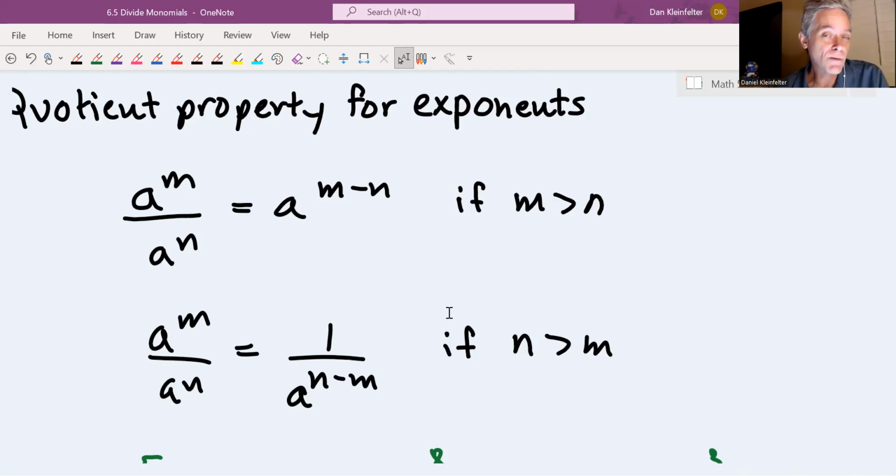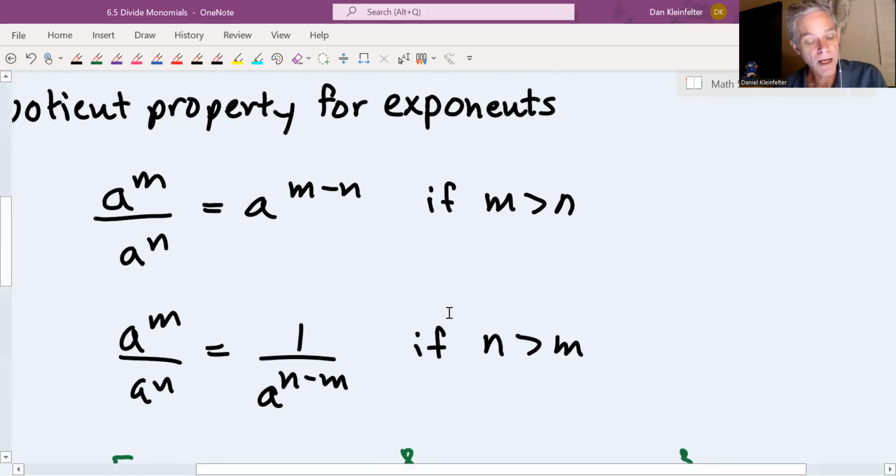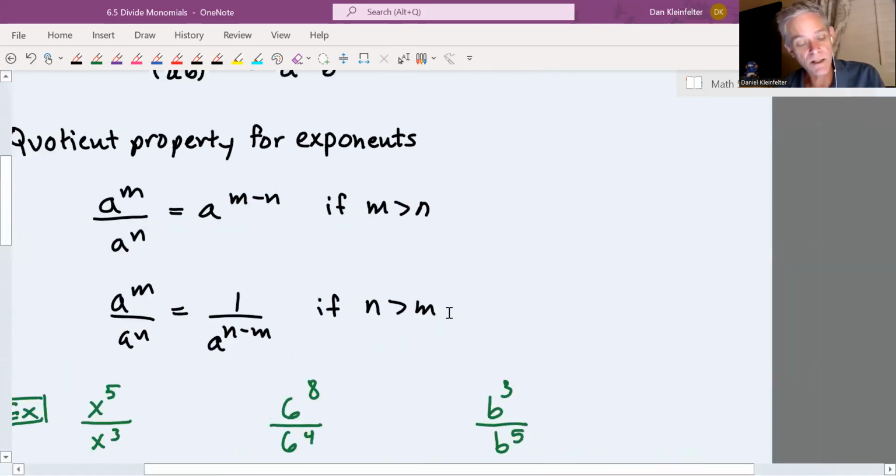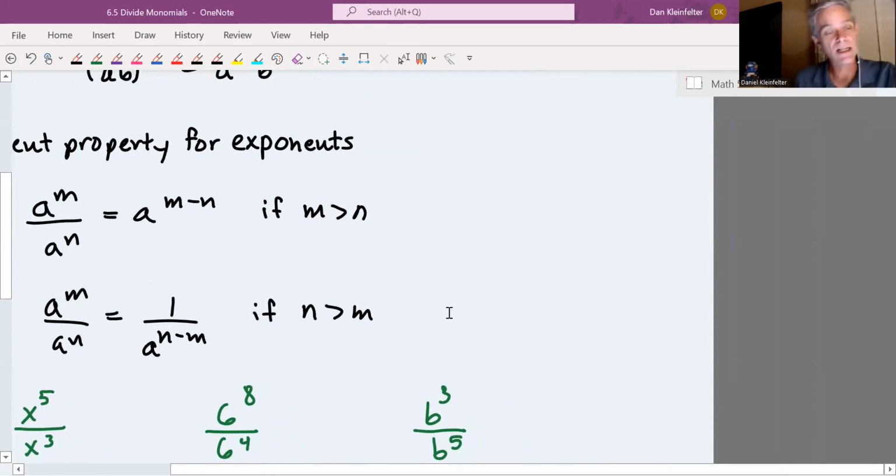You have to keep in mind which one is bigger, though. So if it's a raised to the m power divided by a raised to the n power, and m is bigger, then you can call that a raised to the m minus n power. If n were bigger, though, you'll have 1 over a raised to the n minus m power. Let me give you some examples that illustrate where that rule comes from, and then we'll see some more examples.